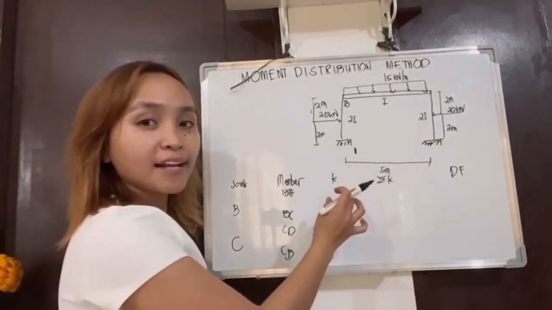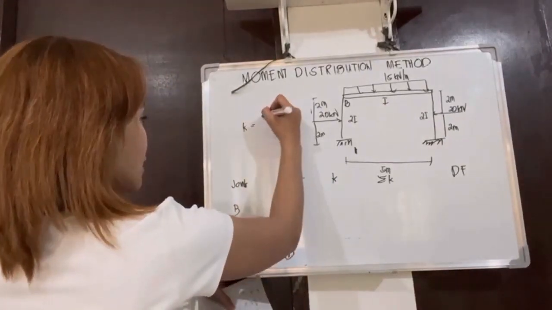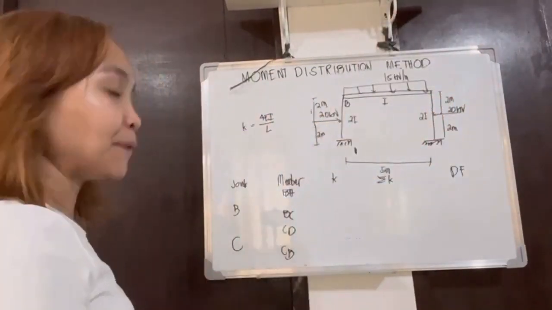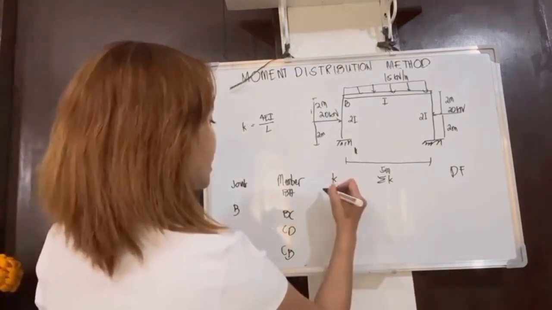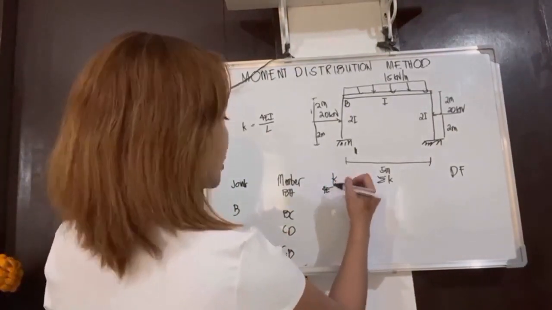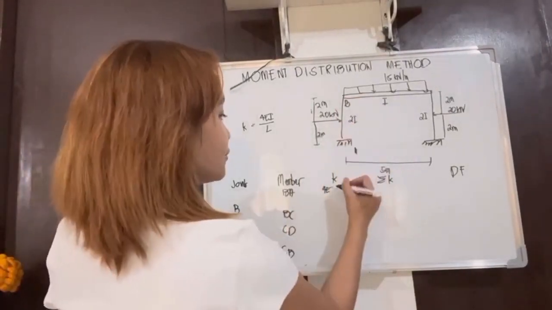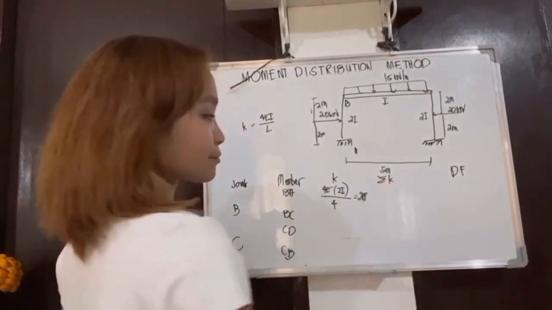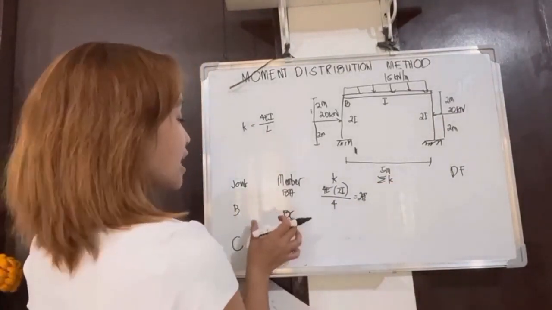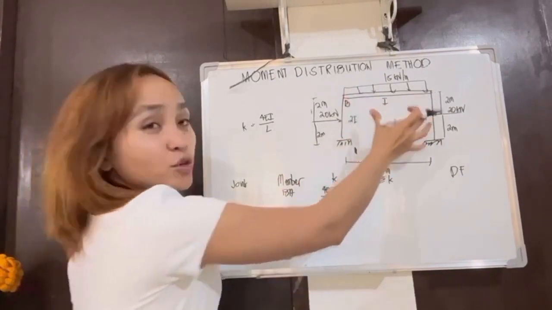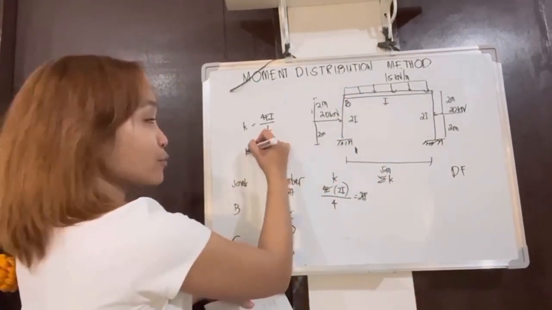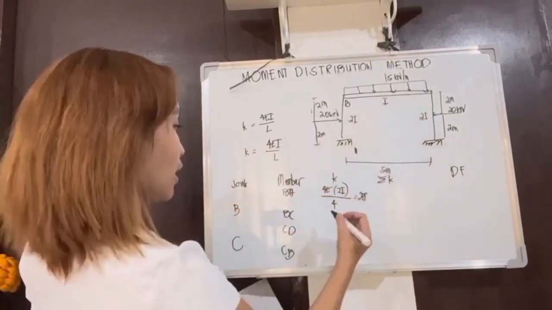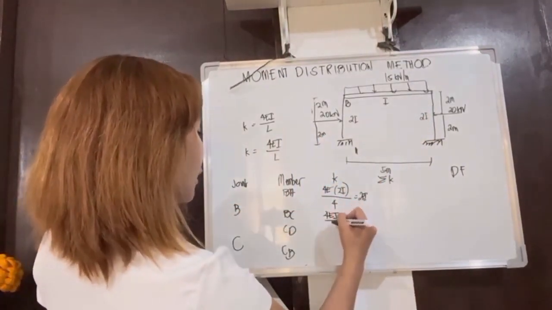Next, we get the K. The K formula is 4EI over L for a fixed end, which I discussed earlier. For BA, we use 4EI, where I in this portion is 2I, which is given, over 4. So our answer is 2EI. For BC, since it is continuous, we use the same stiffness formula, 4EI over length. The length is 5, so our answer is 4EI over 5.